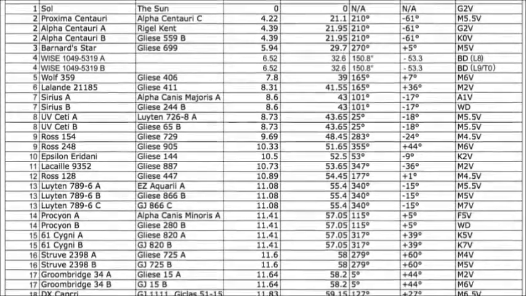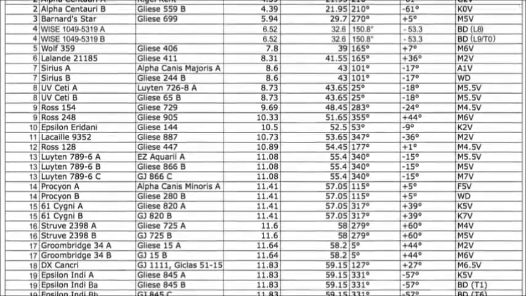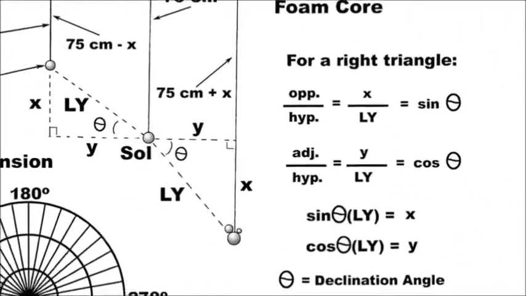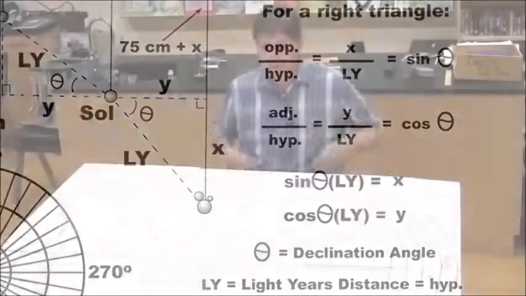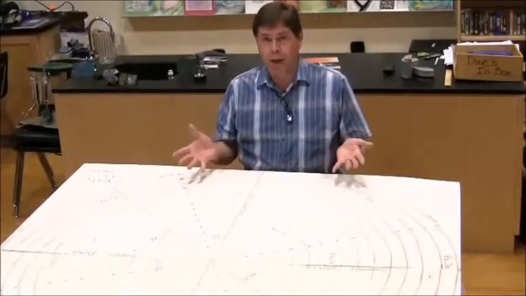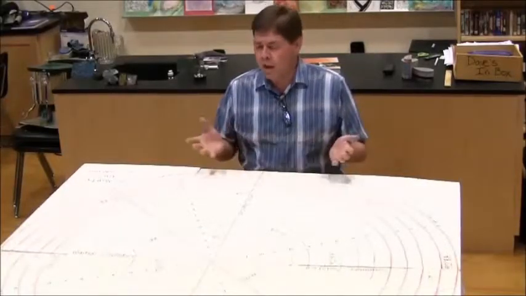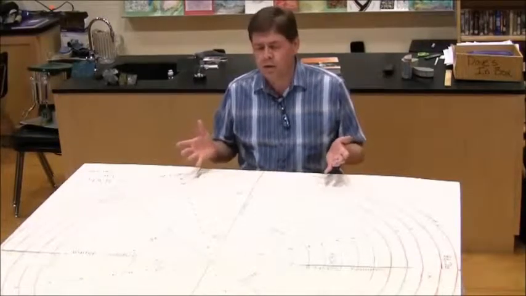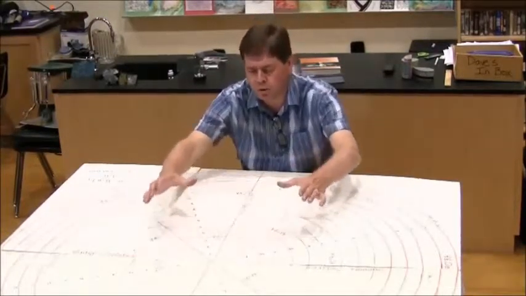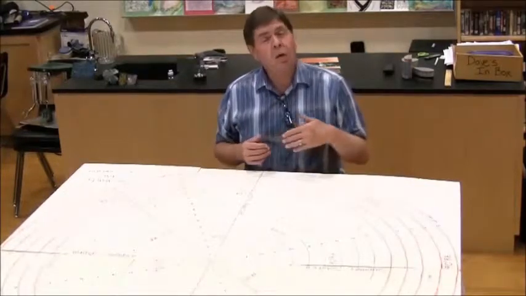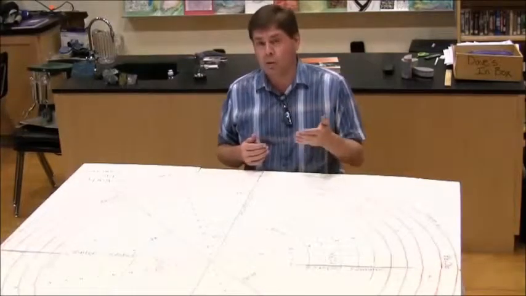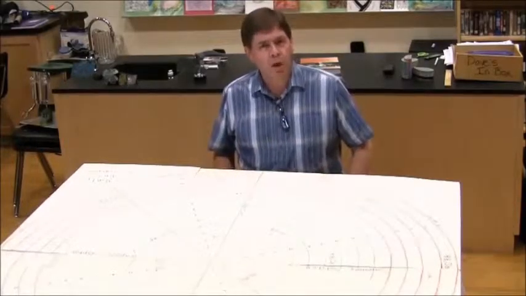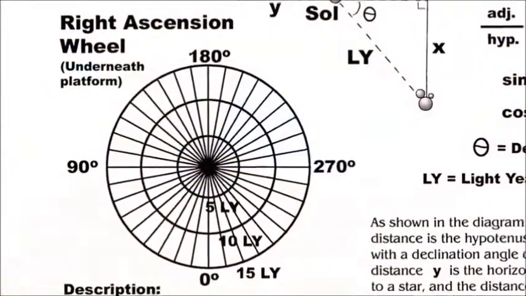This activity also gives students a practical example of how to use trigonometry to locate the correct positions of the stars in our model. You need to begin with a platform, which will hang from your ceiling. Now what you're seeing here is the underside of the platform. I've marked this off in concentric circles every 5 centimeters, representing that 1 light year equals 5 centimeters on the scale of our model. The radial spokes on this model represent the right ascension lines.